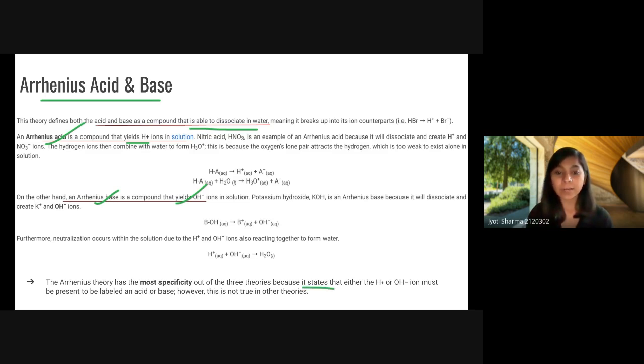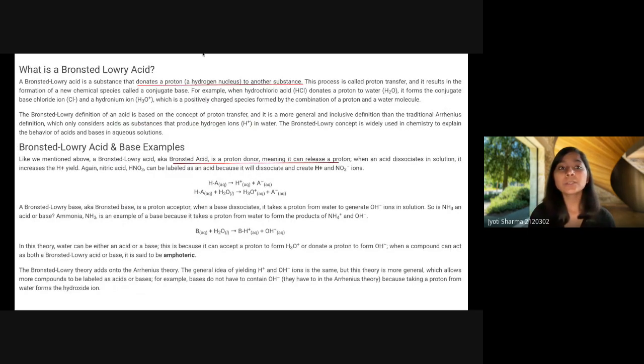Just see here at the end, because it states that either the H plus ion or OH minus ion must be present to be labeled an acid or base. However, it is not true in other theories, so it had some limitations. Next, coming to the Bronsted-Lowry theory. Here they said that if any substance is donating the proton, then it would be a Lowry acid, and if it is accepting, then it would be basic in nature.